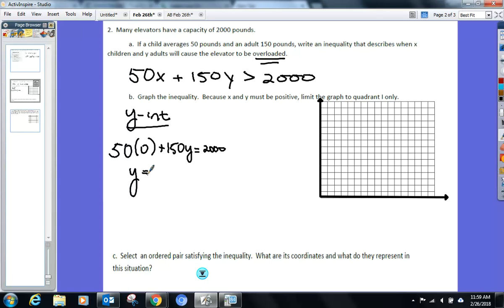So you get about what? 13.3 repeating for the y? So what's 1 point on the line at least? 0, 13.3.